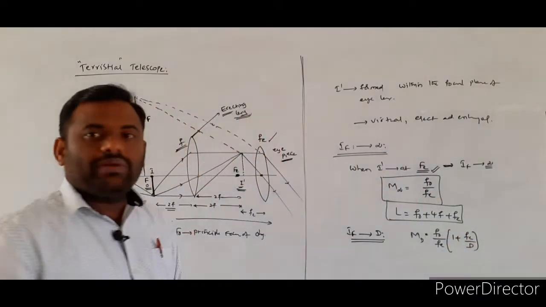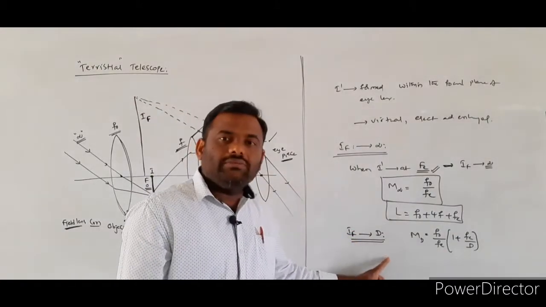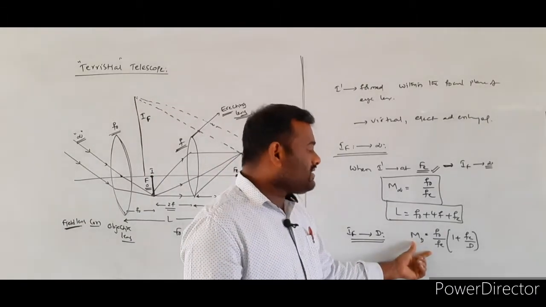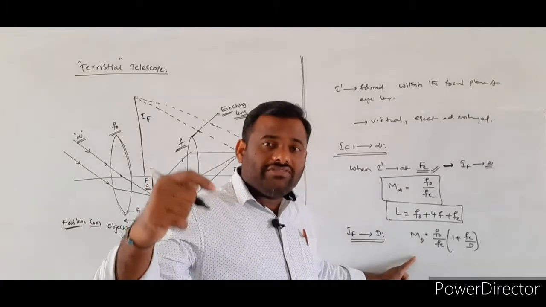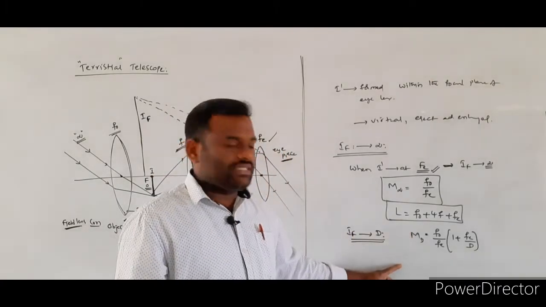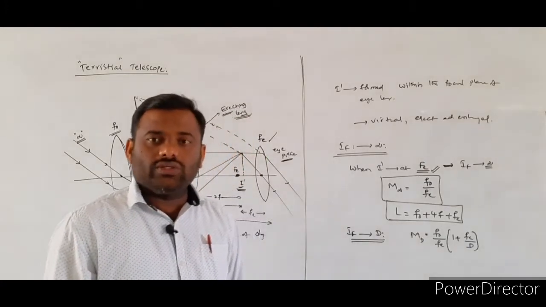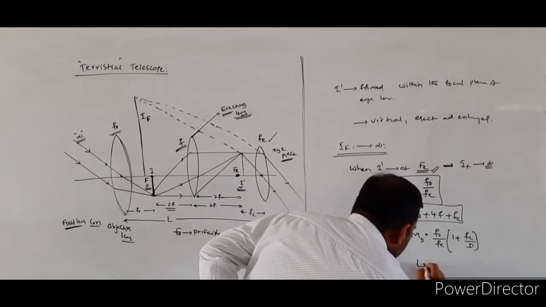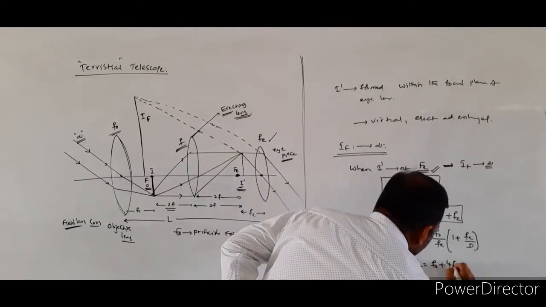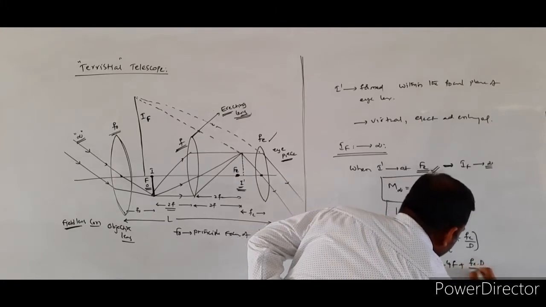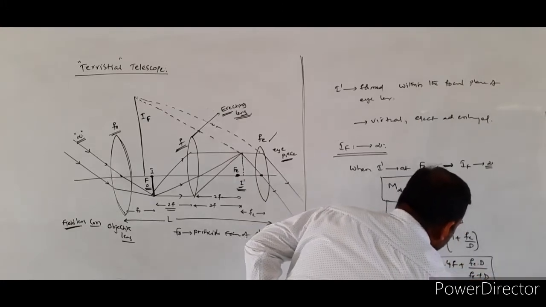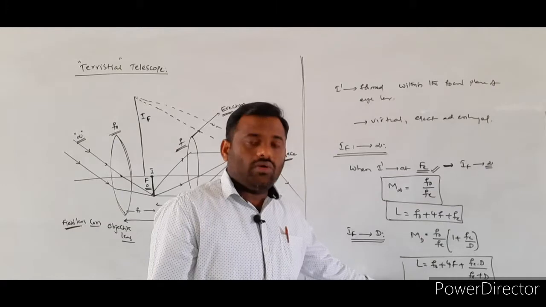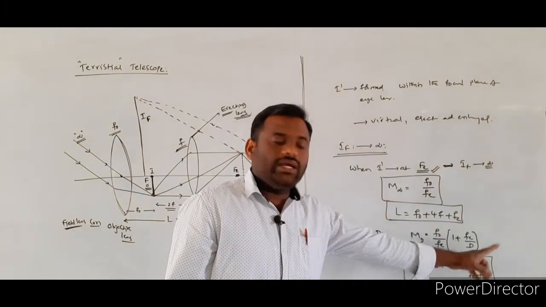So what is the magnifying power of the telescope when the final image is formed at the least distance of distinct vision? M D is equal to, where M means magnifying power and D means the final image is at the least distance of distinct vision, f naught by fe into 1 plus fe by D. Next, what is the length in this case? The length of the telescope is L equal to f naught plus 4f plus fe into D by fe plus D.